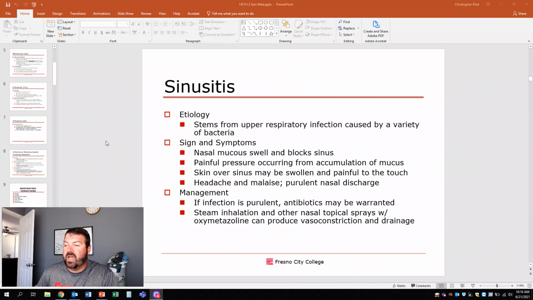Management: if the infection is purulent, antibiotics may be warranted. Steam inhalation and other nasal topical sprays. Oxymetazoline can produce vasoconstriction and drainage of your sinuses, which can help. And for steam inhalation, the best way to do that is to take a hot, steamy shower. That can help loosen up everything in your sinuses and let it drain out.